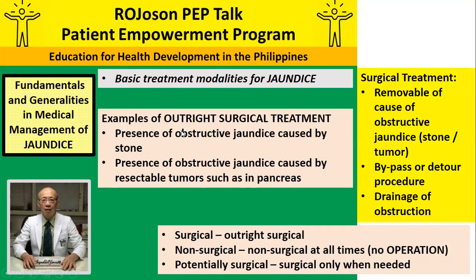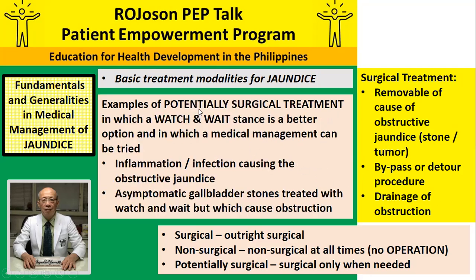Examples of conditions that cause jaundice that need outright surgical treatment are those with obstructive jaundice caused by stones, then those caused by tumors, such as in the pancreas. But outright surgery assumes that the tumor is still resectable, operable. If the tumor is causing obstruction but it's not operable, then we don't operate, so it does not fall under this category. For these conditions, we remove the cause of the jaundice, the stones and the tumors. Or if you cannot remove those, you bypass the obstruction and you try to drain the obstruction also as another measure.